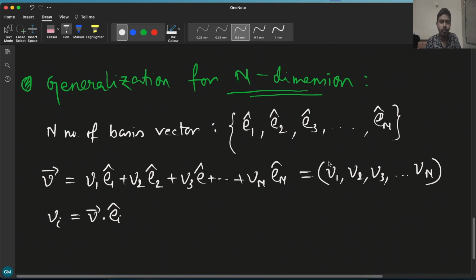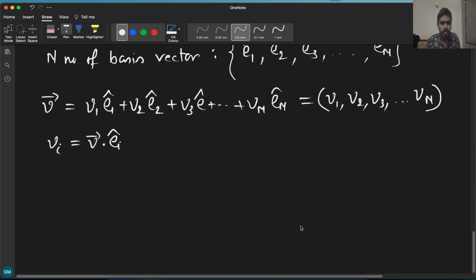So in that case we will assume that this basis vector is already predefined, and we will only concentrate on the components, okay? So if there is another vector u in n dimension, for example, its components are u1, u2, dot dot dot, un, right?